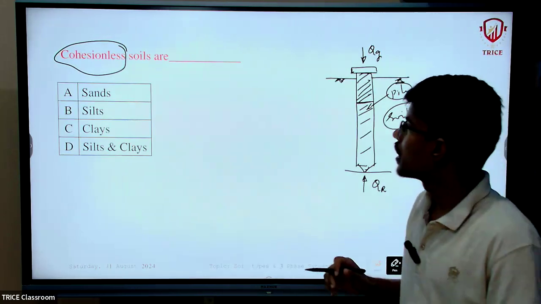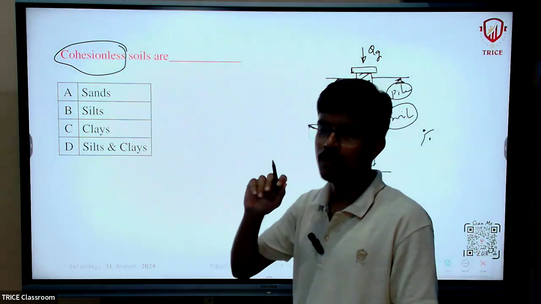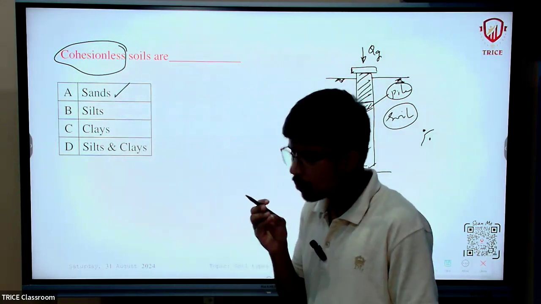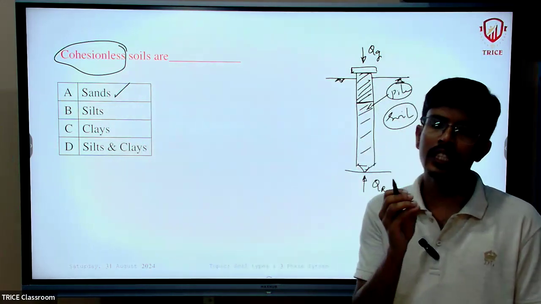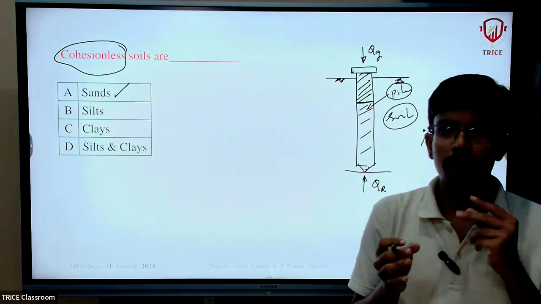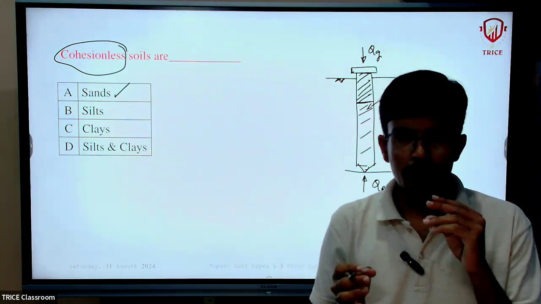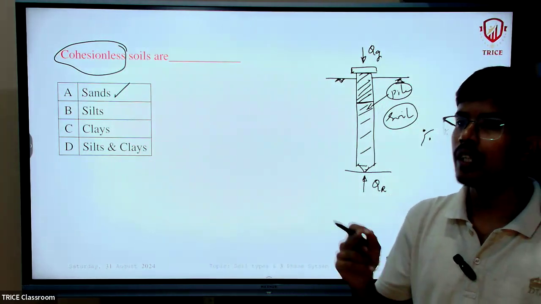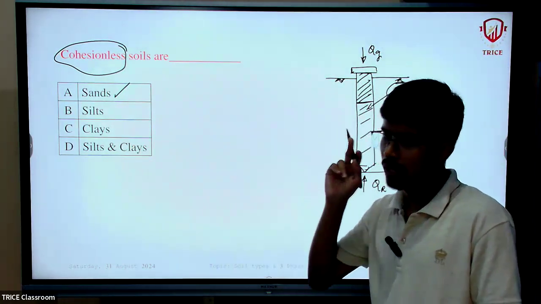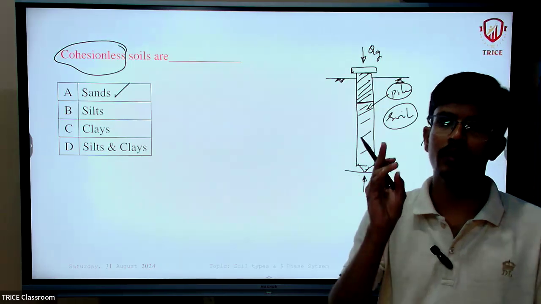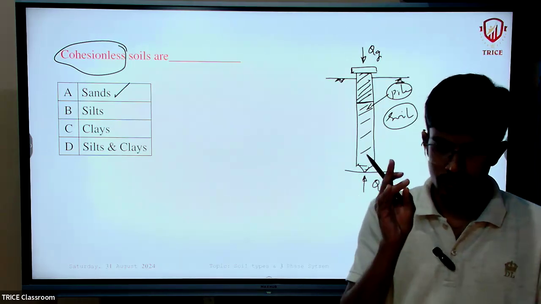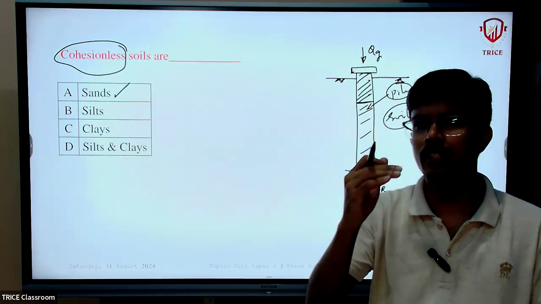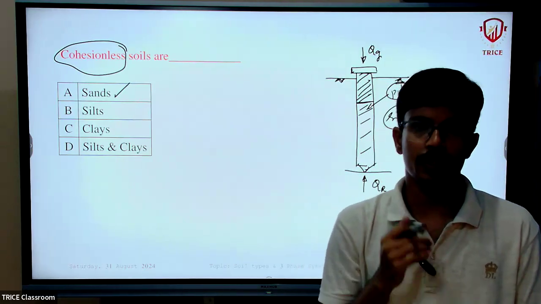So cohesionless soils are nothing but the sandy soils, because silt as well as clay always possess some plasticity characteristics, and when you say plasticity, there should be cohesion values. So examples of cohesionless soils are sands and gravelly soils. The remaining, silt and clay soils, come under the cohesive soils.